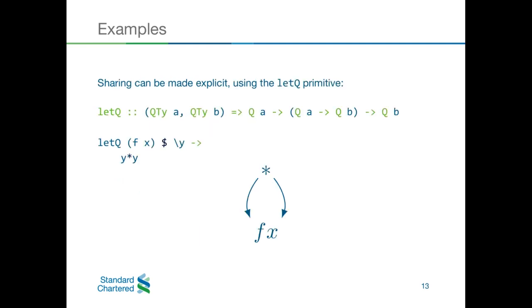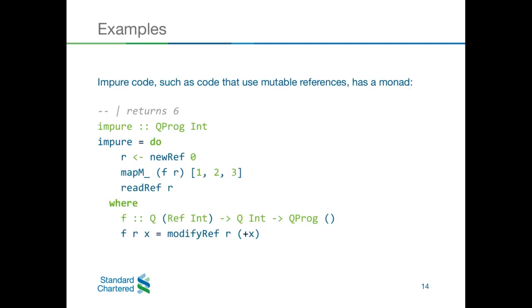And this is the explicit sharing. So it's a let Q expensive computation that I want to explicitly share, and this gives you this graph essentially in the AST. And this is how I would do an impure computation: create a mutable reference, play with the reference, and yeah, it has a monad, Q prog, fairly simple.